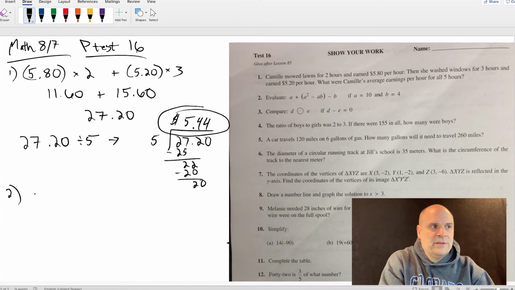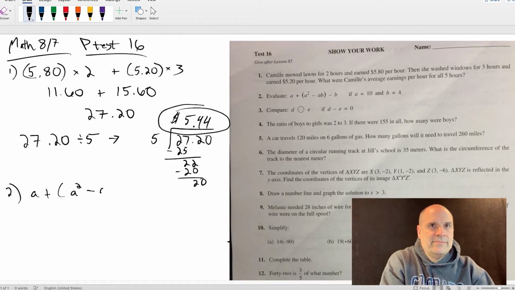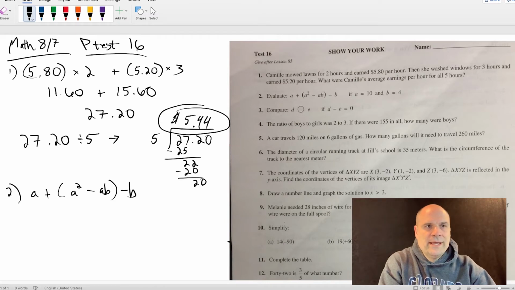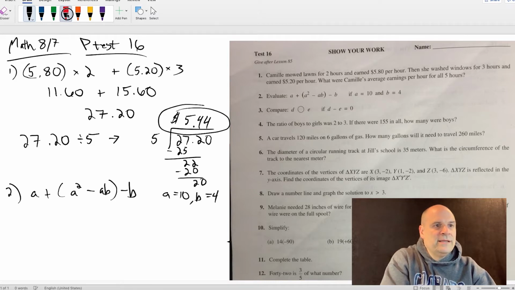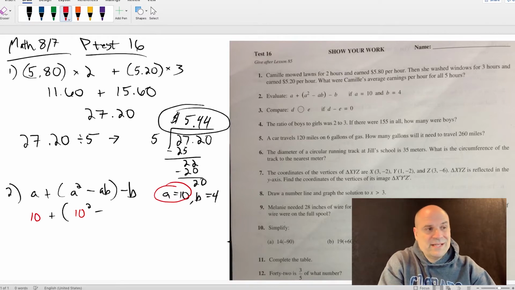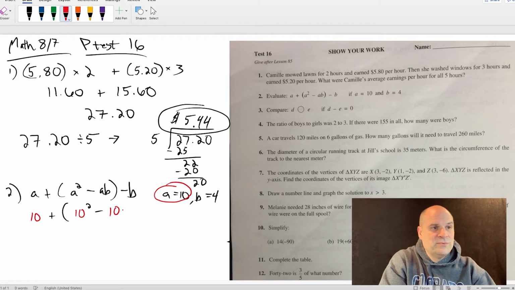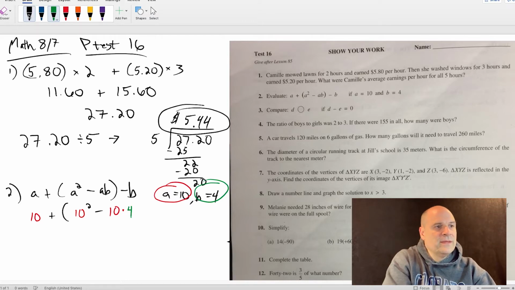All right, let's try number 2. Evaluate A plus, parenthesis, A squared minus AB minus B. Well, you gotta know what A and B are. So A is 10 and B is 4. So let's plug in these guys. So this is 10 plus, A is 10, so 10 squared, minus AB. When it's 2 letters next to each other, that's multiply. So A times, well, what's B? Well, B is 4. So 10 times 4, minus whatever B is, 4.